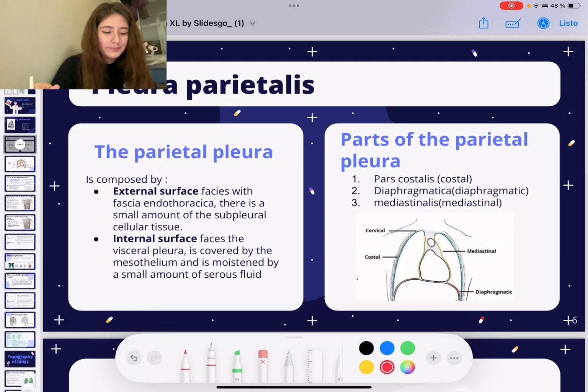Pleura parietalis. The parietal pleura is composed of two parts, the external surface and the internal surface. The external surface faces the fascia endothoracica. There is a small amount of subpleural cellular tissue, and the internal surface faces the pleura visceralis, is covered by the mesothelium and is moistened by a small amount of serous fluid. That is the pleural fluid.